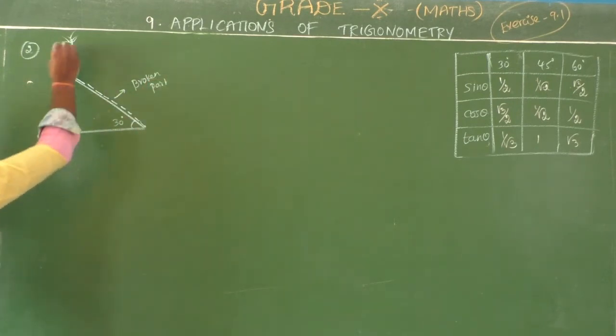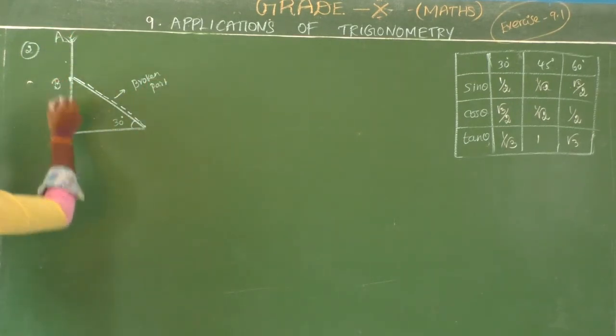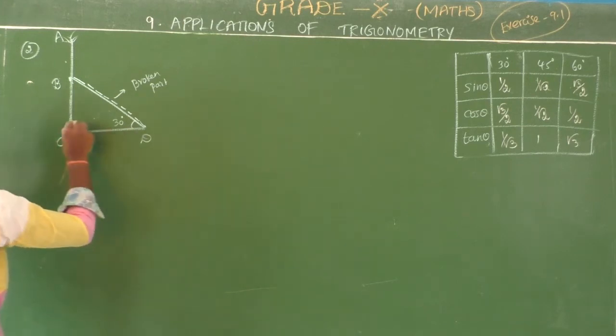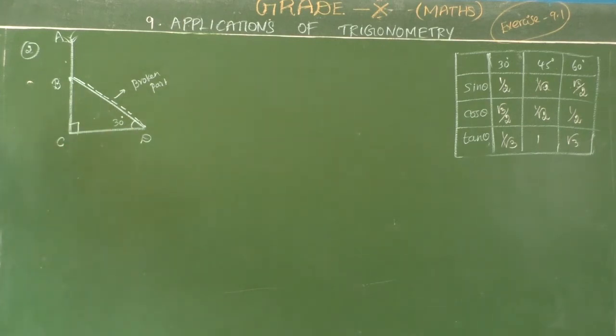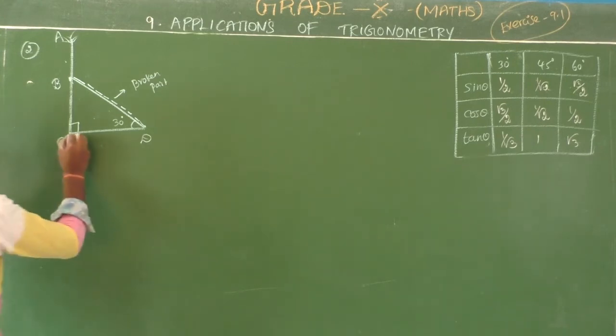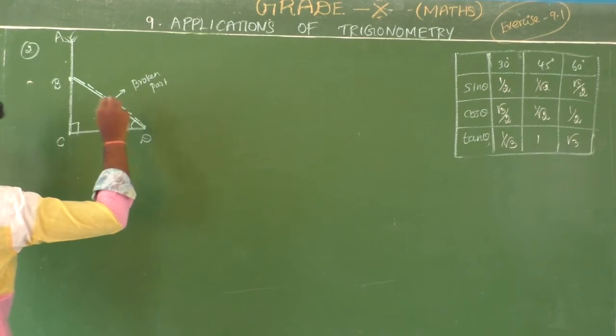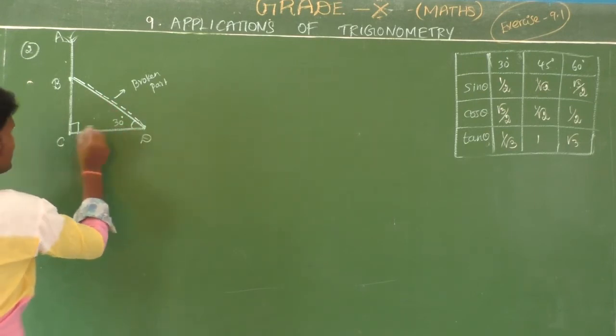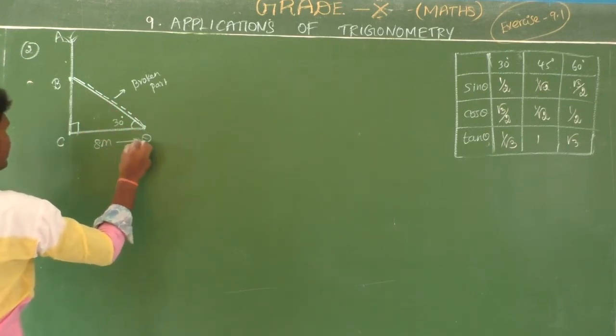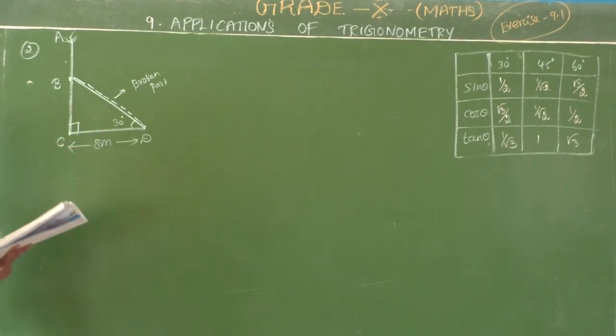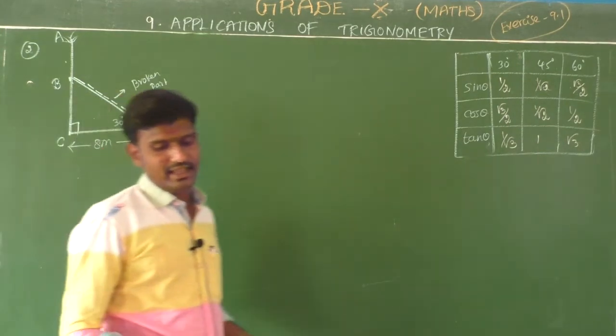So see, A, B, C, D. You have to give the names like that. The distance between the foot of the tree and the point where the top touches the ground is 8 meters. So find the height of the tree. Find the height of the tree.